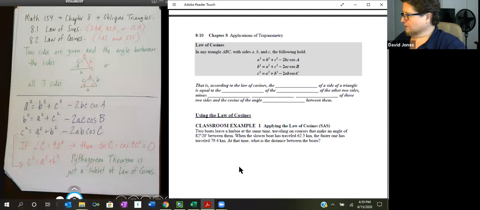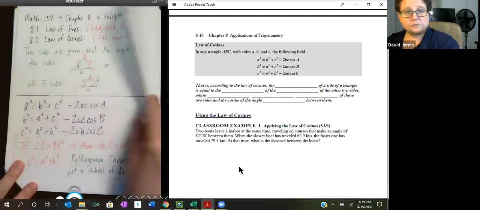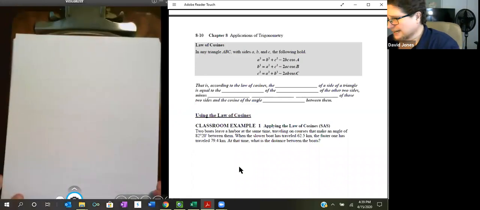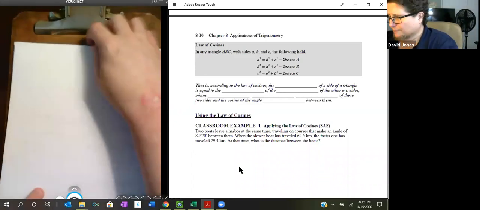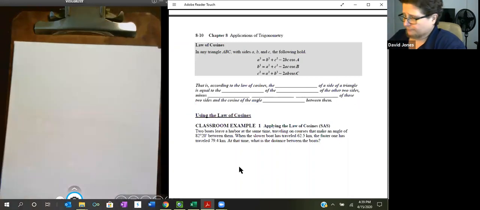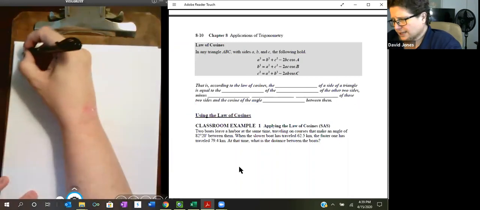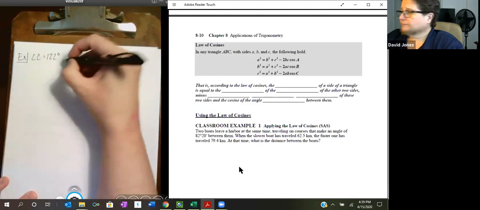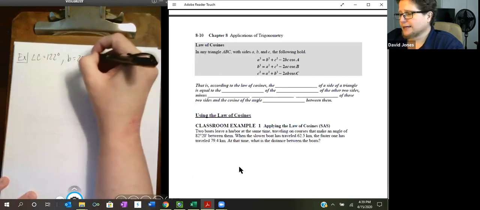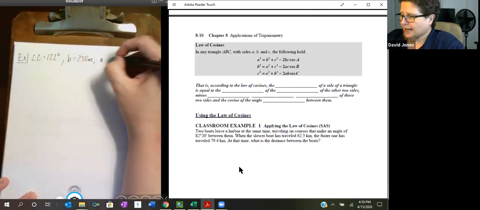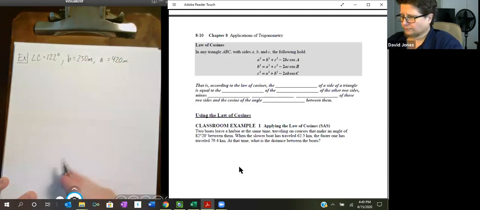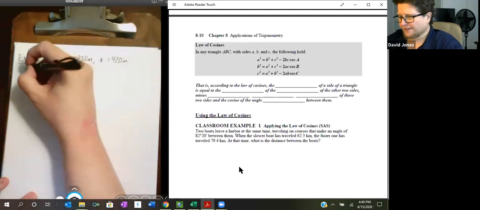Okay, let's work through some examples. This section is a little bit shorter than the law of sines because law of sines has that tedious part with the options. Let's take a look at where angle C is 122 degrees, B is 250 meters, and A is 420 meters. Let's find side C.